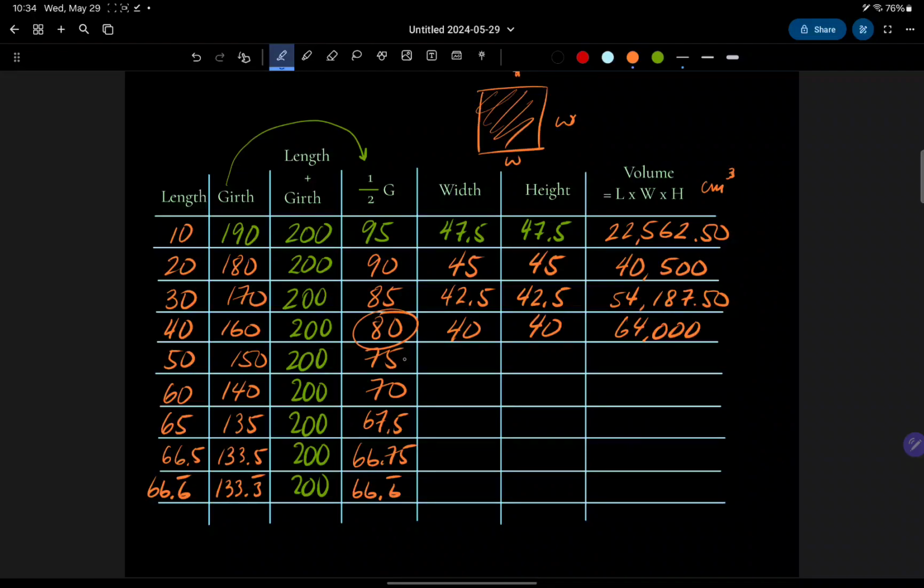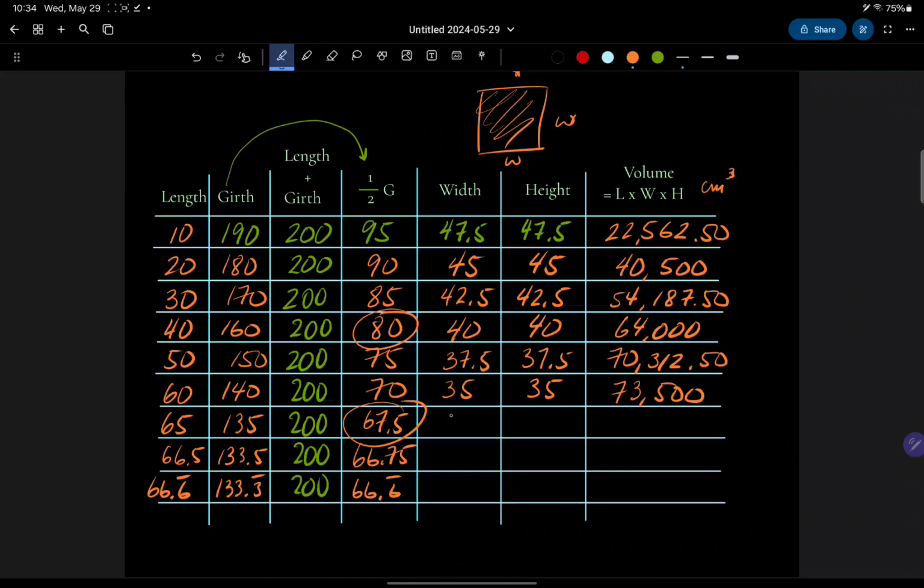Again here, continuing, 75 divided by 2 is 37.5, and 37.5, 37.5. And the volume, if you multiply them, you get 70,312.50. Next, 70 divided by 2 is 35. So we have 35 here and here. 60 times 35 times 35 is 73,500.